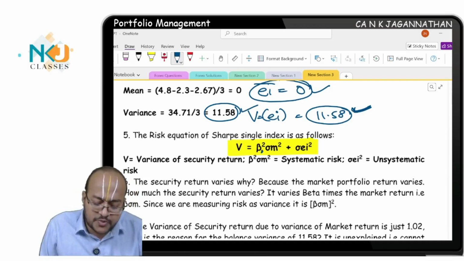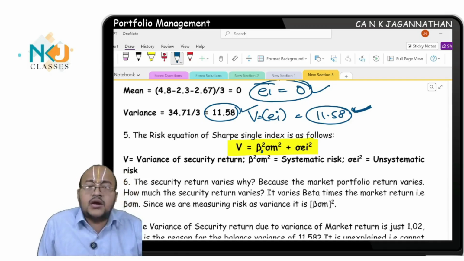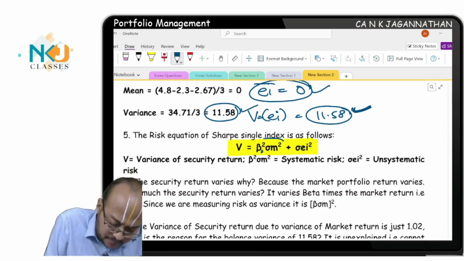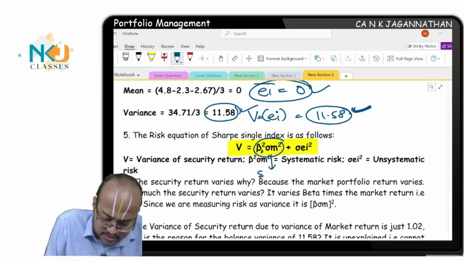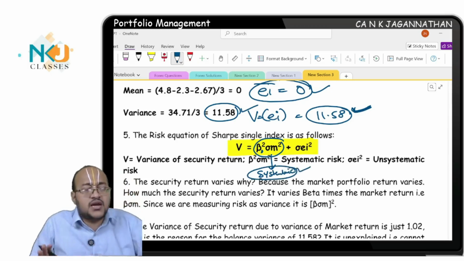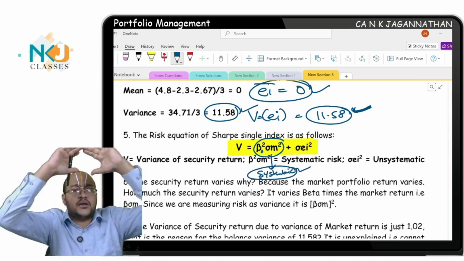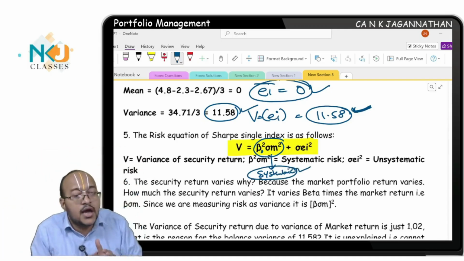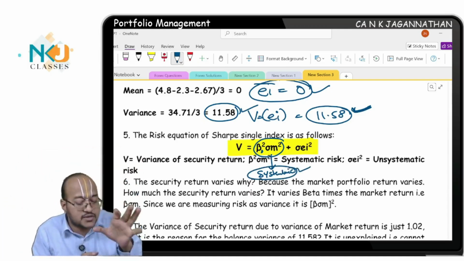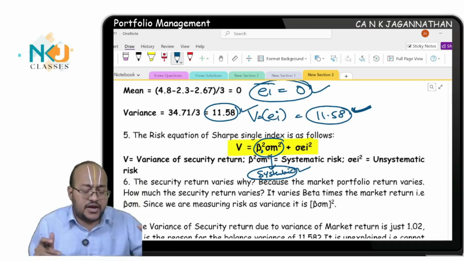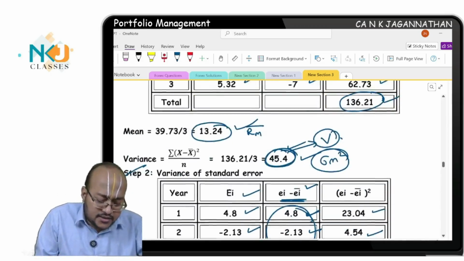Now, what is this beta square sigma m square? Very simple. This represents systematic risk. Sir, how to quantify the systematic risk? Sir, variance, I got it. This is the total variance of the security. Out of this total variance, how much is the systematic, how much is the unsystematic? To put it simply, I'll just show you.